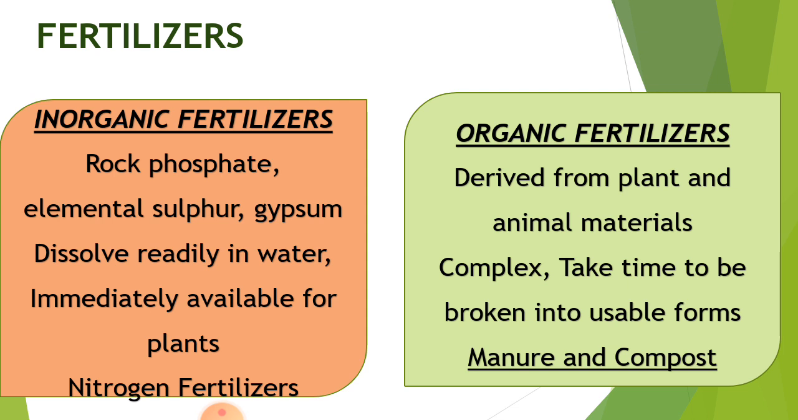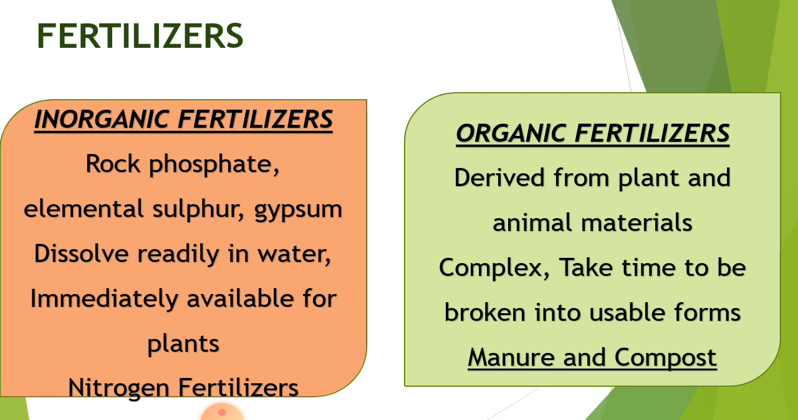Here are the two categories of fertilizers: inorganic fertilizers and organic fertilizers. Naturally occurring inorganic fertilizers include rock phosphate, elemental sulfur, and gypsum. These are not chemically modified as they are naturally occurring. Most inorganic fertilizers dissolve readily in water, so they are immediately available for the plants. The plants can take them up very quickly. If nitrogen is the main element, then they are nitrogen fertilizers.